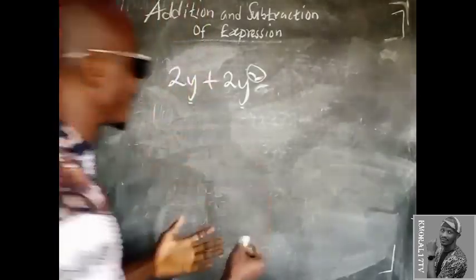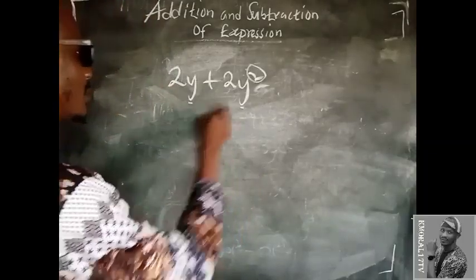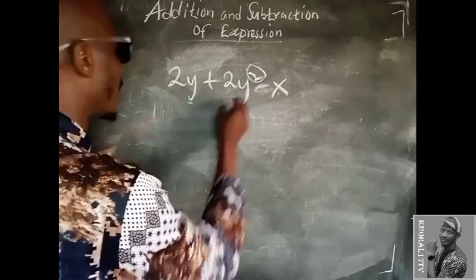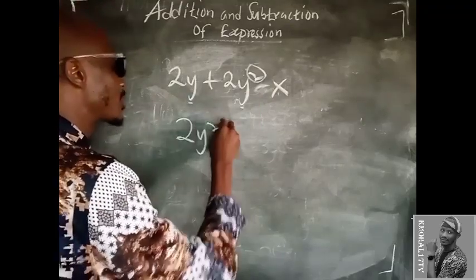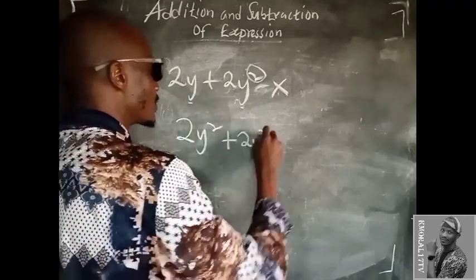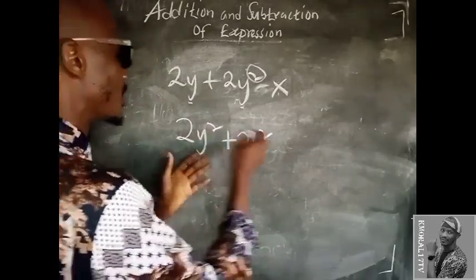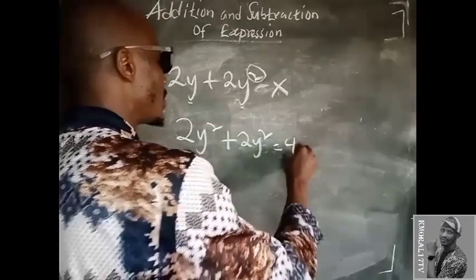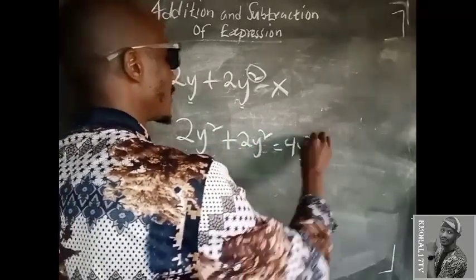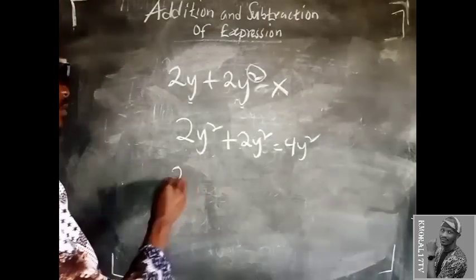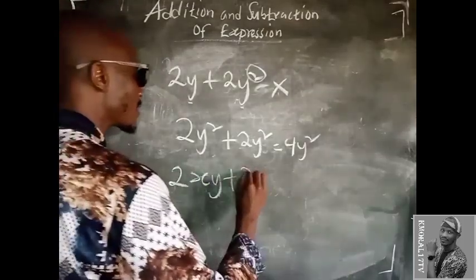So in this case, you cannot add it, and your answer will just remain like this. For you to add, you have to have something of this nature: 2y squared plus 2y squared. You see that this one, you can add together. 2 plus 2 is 4, and just pick one y squared along. That is 4y squared.